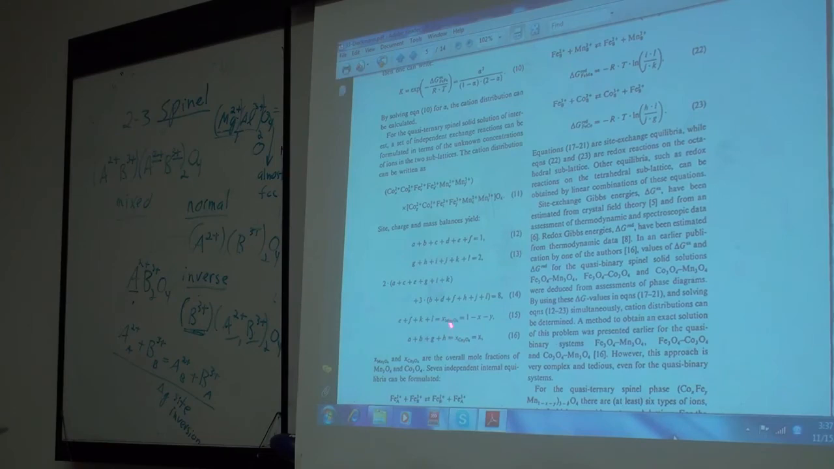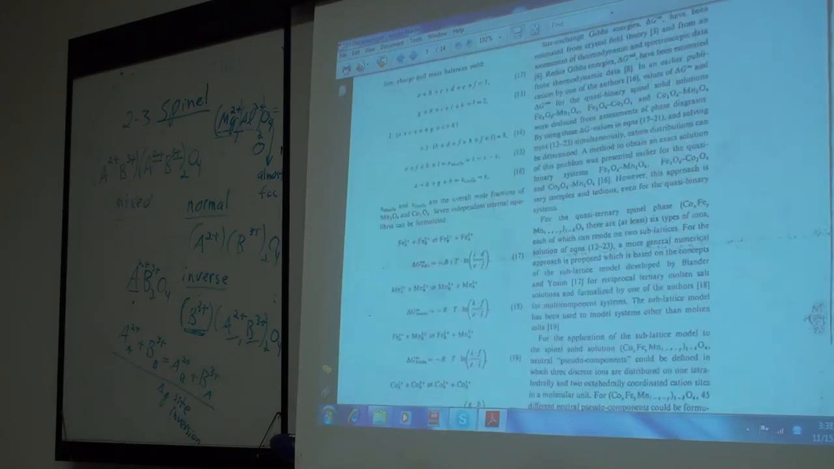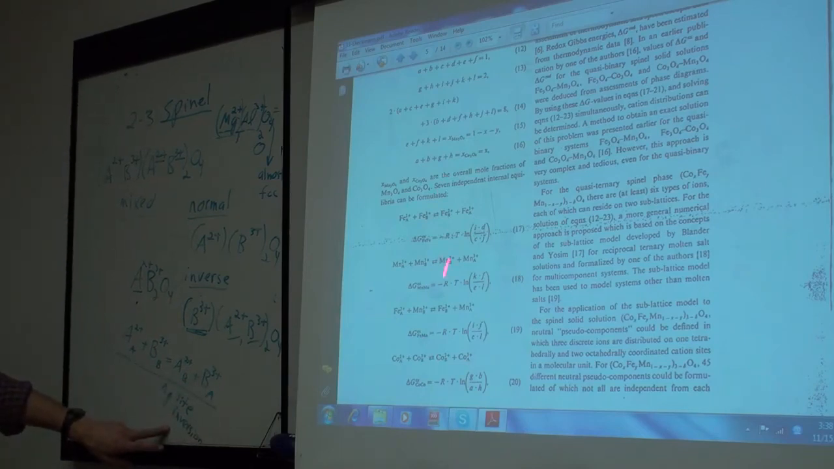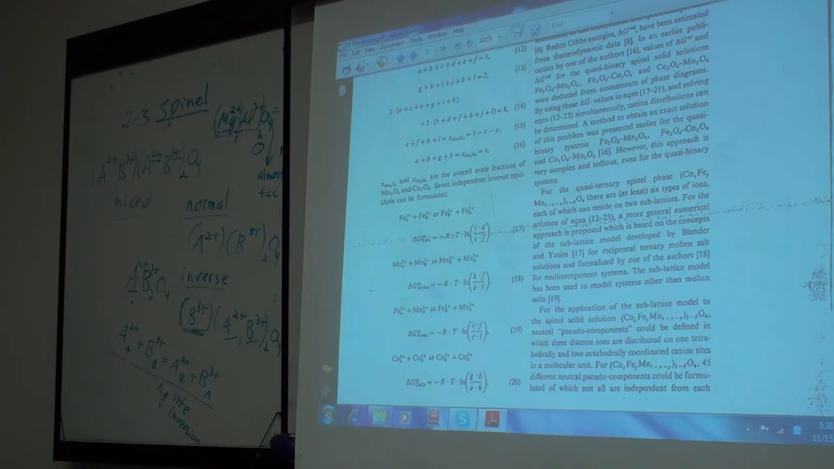So for any overall composition of the system, you have 1, 2, 3, 4, look at this, 5 linear equations, but then I think you end up with 7 equilibria. Five of which are site exchange, site inversion reactions, and 2 of which are redox reactions. So these are your 7 model equations.